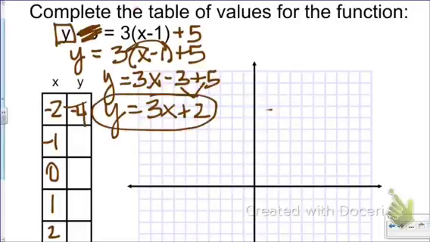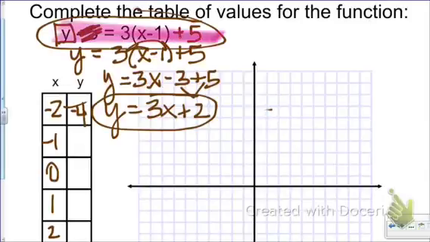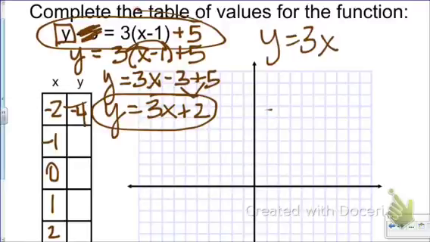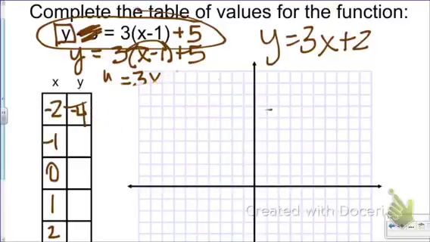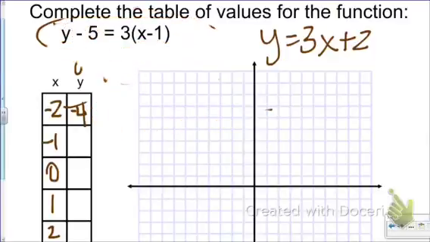This equation is equivalent to this equation. So instead of using this top one and having to solve a bunch of times, you can just find the values of y using this equation down here. So I'm going to go ahead and rewrite that as y equals 3x plus 2. And then we're going to see that it's going to be a lot easier to find my values of y.